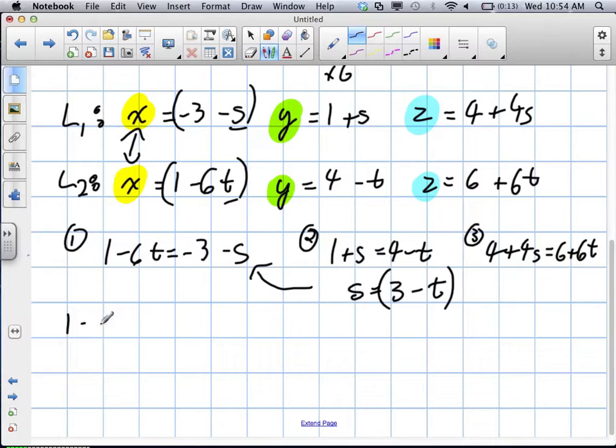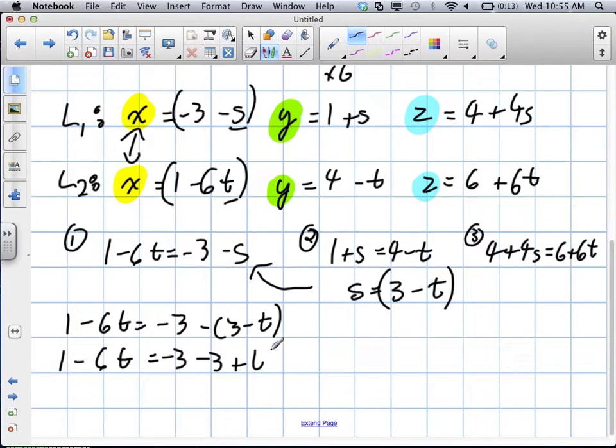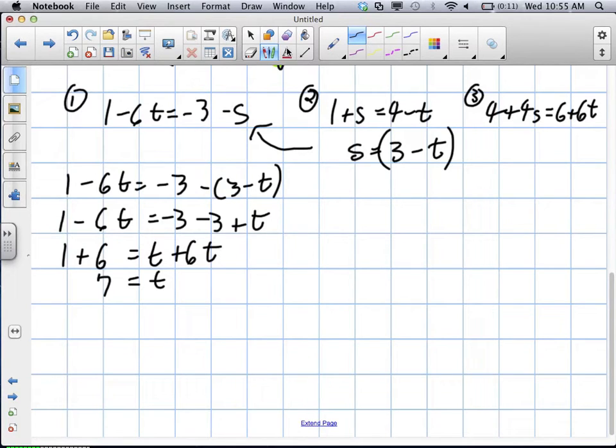So we take equation 1, 1 minus 6t is equal to -3 minus (3 minus t). Okay? This is going to give us 1 minus 6t is equal to -3 minus 3 plus t. We'll get all of our variables on one side, our constants on the other. 3 minus 3 gives us -6, and when I move it to the other side, it becomes positive. So 1 plus 6, and we're going to have t plus 6t. T is going to be equal to 7 in this case. Whoops, I lied. 7t is equal to 7, so t is equal to 1.